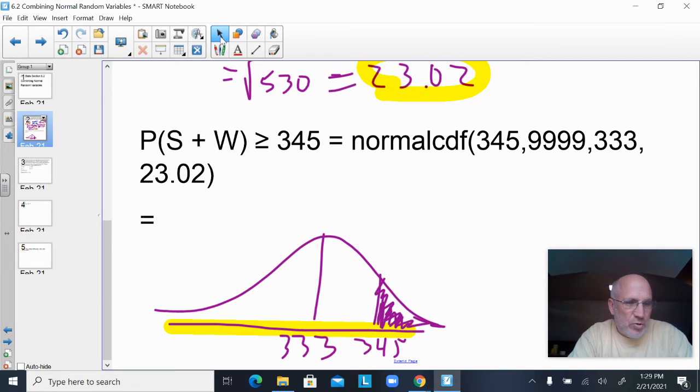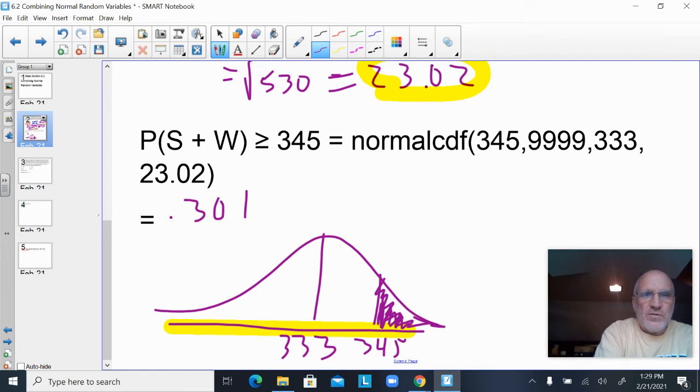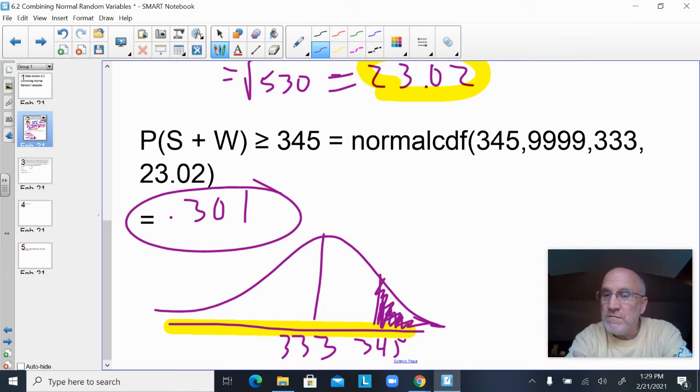Second distribution, normal CDF, lower bound 345, upper bound 9999. The mean was 333. Standard deviation is 23.02. No typo, 23.02. And I get 0.301. So it turns out they have a 30% chance of getting a total score, the sum, of 345 or higher. So there's an example of how we need to remember that the variances add for random variables.